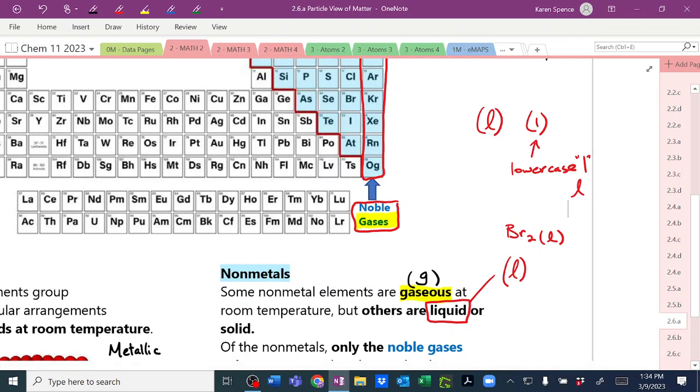There are other nonmetals which are solids. Once again, take a look at a periodic table, maybe those ones or the green one.